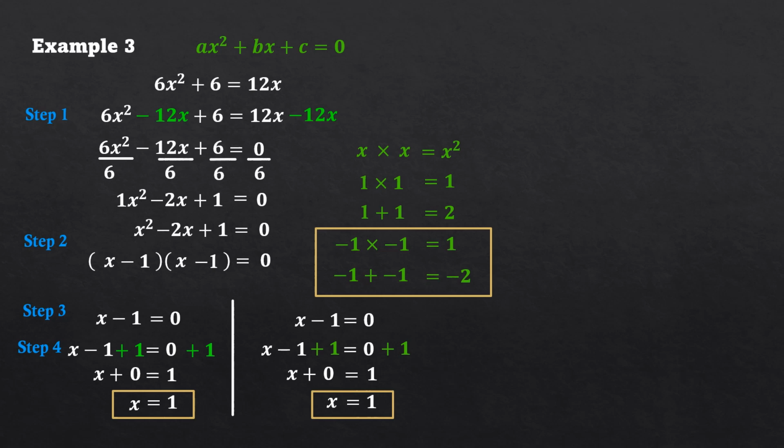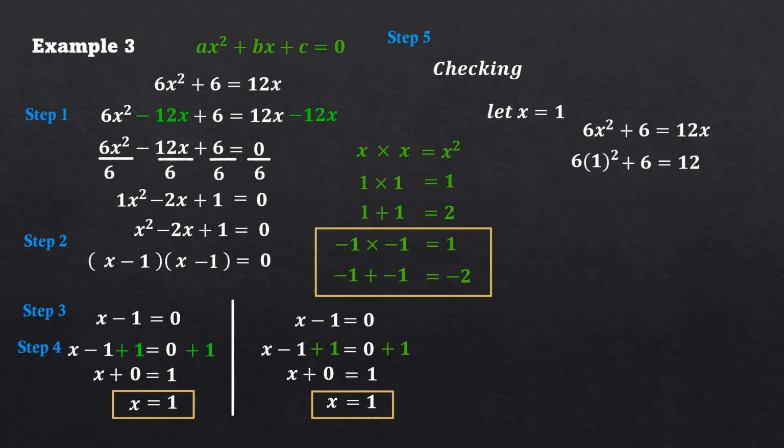Now, let us check if these two values of x are a solution of the equation. Since our values of x are the same, which is 1, we have only one solution for checking. Let us now move to step number 5. Checking. Let x is equal to 1. Get the original equation. The equation is 6x squared plus 6 is equal to 12x. Substitute the value of x, which is 1.